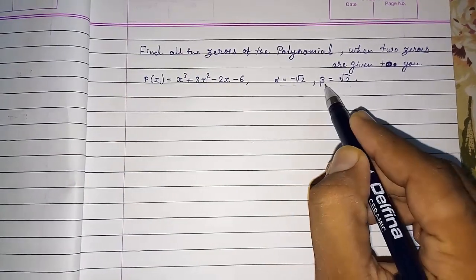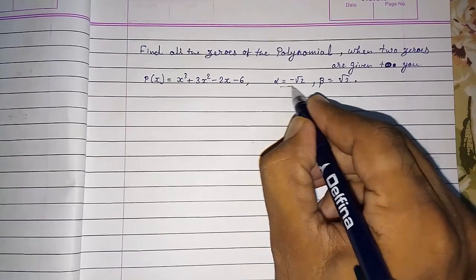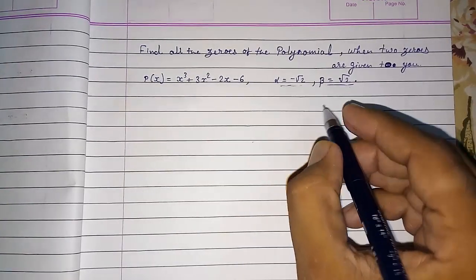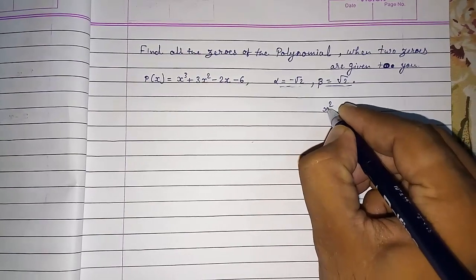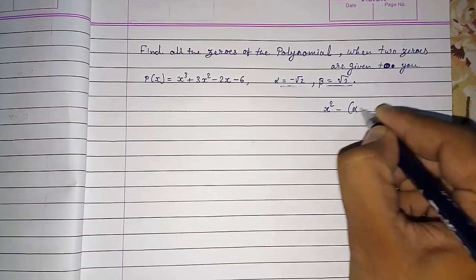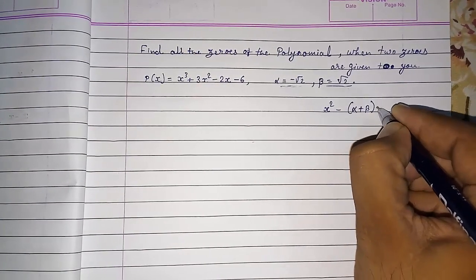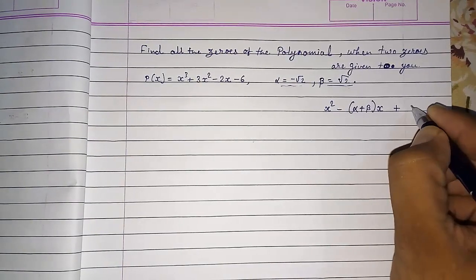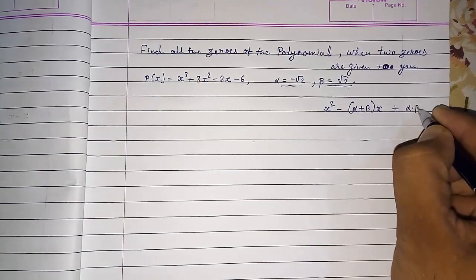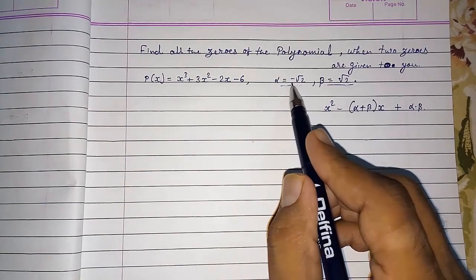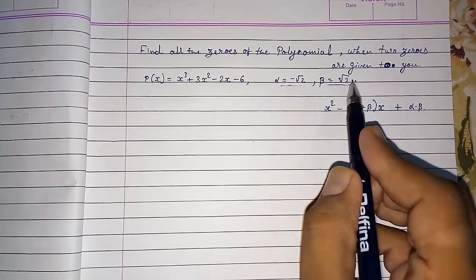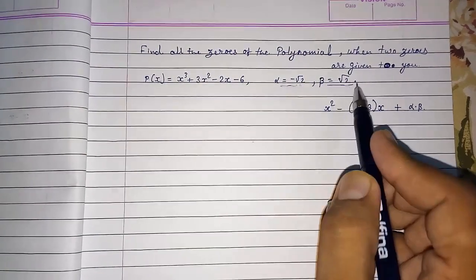First we have to use these 2 zeros and form a quadratic equation. How? We have a formula: x square minus (alpha plus beta) into x plus alpha into beta. By using this we can form a quadratic polynomial with the help of these two zeros. One is alpha, one is beta.